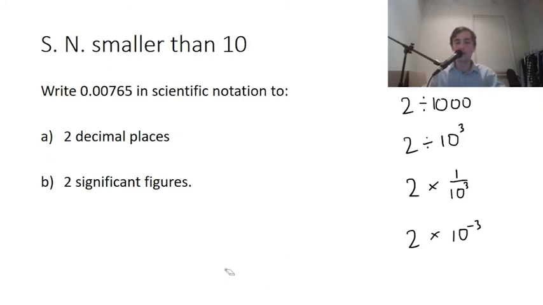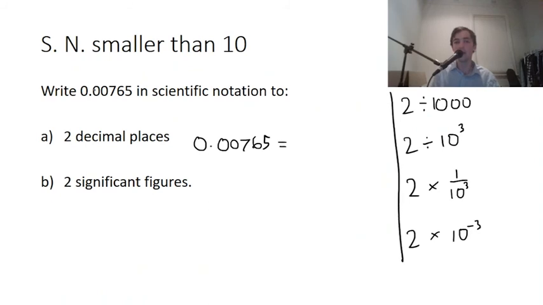Okay. We can finally get onto it. So, write 0.00765 in scientific notation to 2 decimal places. So, let's write our original number. And is it going to be equal or approximately equal? I wonder if you can work that out. We'll get to that in a second.